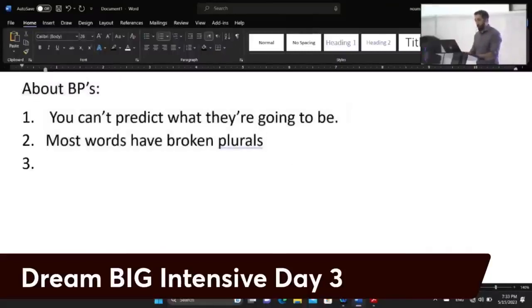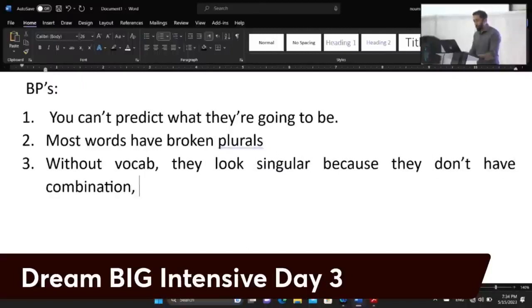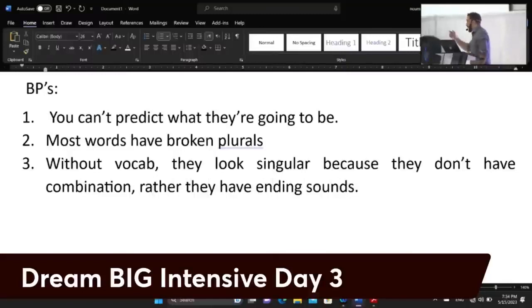Here's my third most important observation. Without vocab, meaning without knowing what it means, they look singular because they don't have combination. Rather, they have ending sounds. Now, when I learned Muslimun, Musliman, Muslimin, ending sounds go in which column? They go in the singular column. But now we know when you see an ending sound, it could be singular. It could also be a broken plural. Not just any plural, it has to be a broken plural. Broken plurals also have ending sounds.